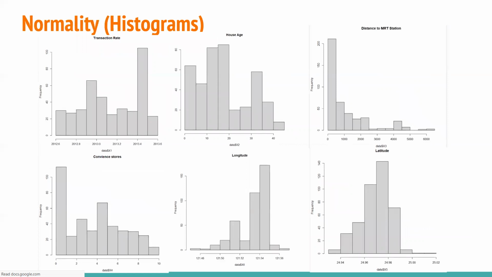So the histograms for each variable were studied. We found that the transaction rate was bigger in 2013, between the months of April and May. Also, the house age: a lot of people like to buy houses that are between 10 and 20 years old, and they also like to live really close to the MRT station. A lot of people don't have access to convenience stores, but they also share something in common: the longitude and the latitude between the homes are almost the same. So there's a lot of population that lives within the same location.